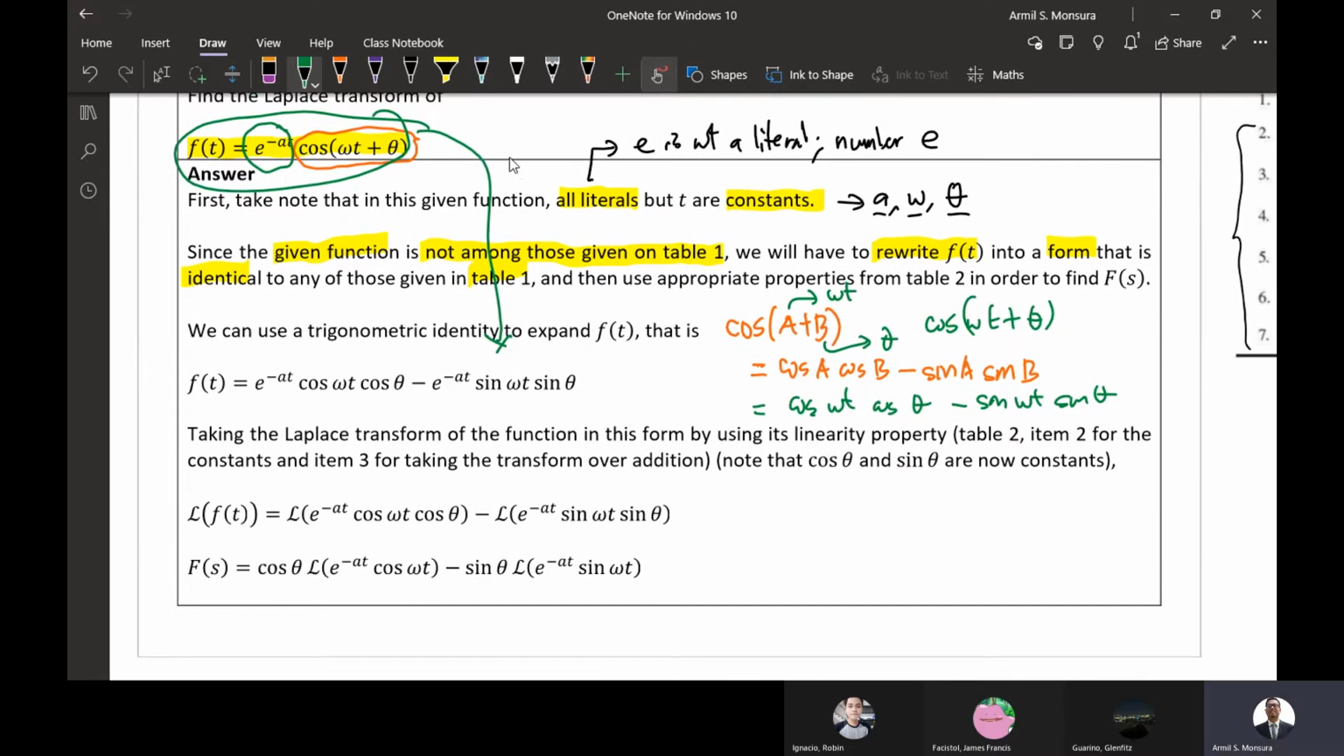Ngayon, take note na wala pa rin kayong eksaktong form. Actually ito kasi constant na to, okay, tsaka to. Those are constants already. Yung cosine theta tsaka yung sine theta. Kasi again, we consider theta to be a constant number. So therefore, cosine theta is a constant, sine theta is a constant. And wala pa rin kayong eksaktong form para sa e raised to negative 80 cosine omega t tsaka e raised to negative 80 sine omega t. Okay?